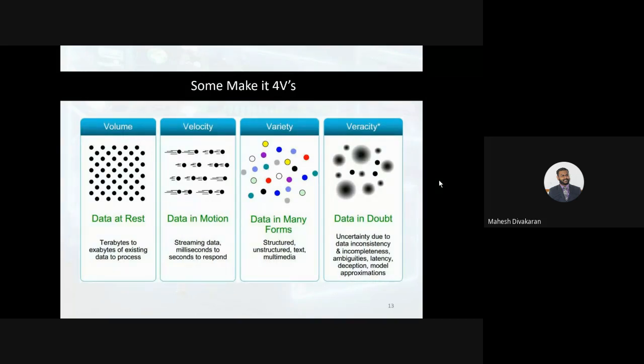We talk about the 3 V's of big data, but somebody says that we have 4 V's. The first one is volume, the second is velocity, and the third is variety. These we have already mentioned, and the fourth one is veracity. Veracity is data in doubt. This is the uncertainty due to data inconsistency or data incompleteness. When it comes to big data, there is scope for a lot of missing data, misplaced data, or misentered data. A lot of problems are there.